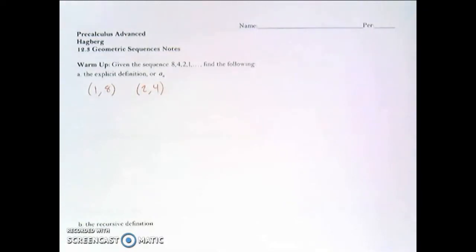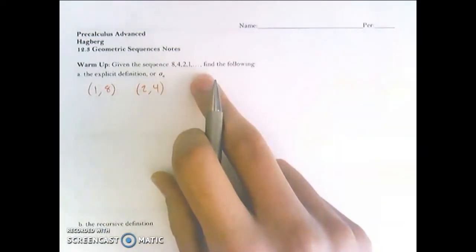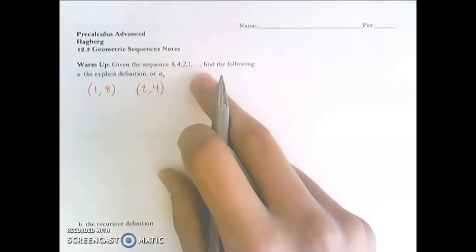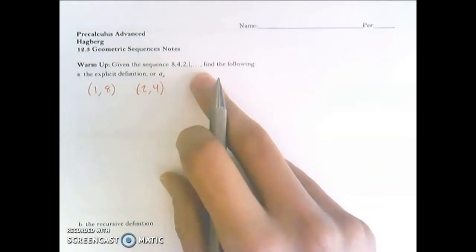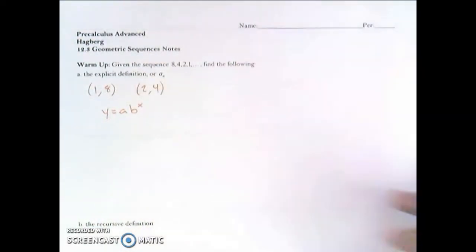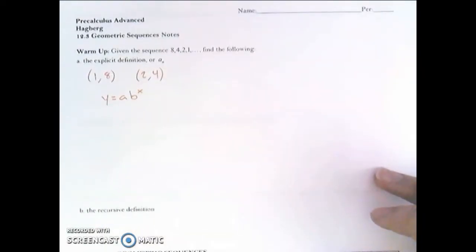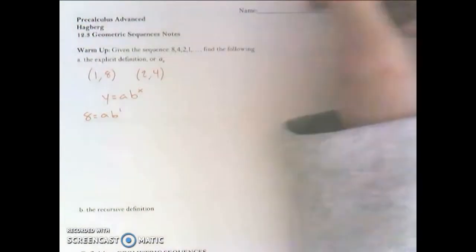You may recognize that the rate of change here is multiplicative. We're looking at an exponential function, particularly exponential decay. So this can be modeled using the form y equals a times b to the x. So using our points, we can form two different equations. We have 8 equals a times b to the 1, and we have 4 equals a b squared.